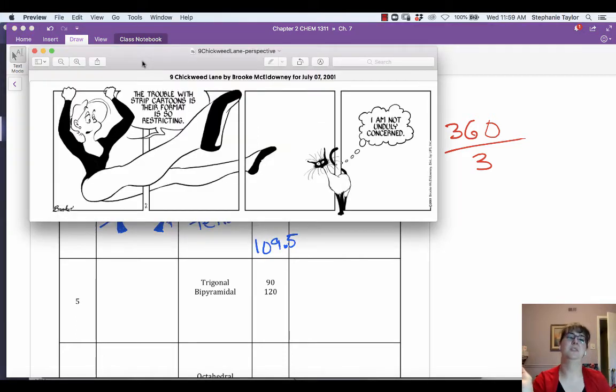And just for fun to point out a comic strip that I really like is 9 Chickweed Lane. This is an old one back from 2001, but this is again trying to show perspective. So in the plane is where the comic strip actually is itself, or would actually be the upper body of the character. And then you have the two legs, one that's trying to come out at you and one that's actually going back behind. So perspective and showing one bigger than the other is how artists would do that. Again, chemists, not artists. So coming out at you is going to be the wedge, and going back behind you is going to be a dashed line.